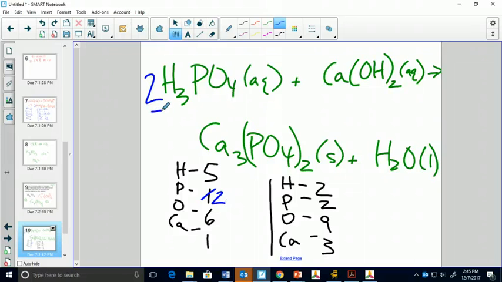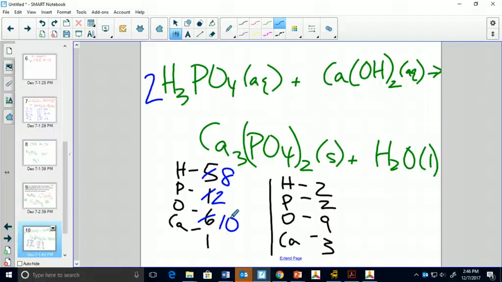So 2 times 3 gives me 6. And again, here's my 2 times 1 gives me 2. 6 plus 2 gives me 8 H's. And my O's, 2 times 4 is 8. And 2 times 1 is 2. 8 plus 2 gives me 10 O's. Okay. My phosphoruses are happy now. Let's ignore the oxygens here. Let's skip down to calciums.